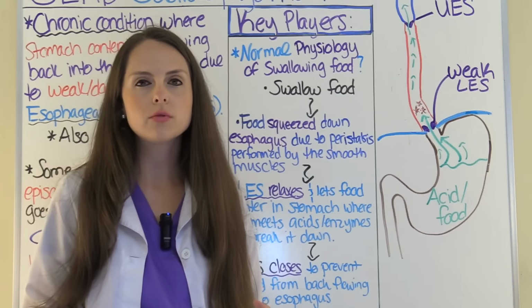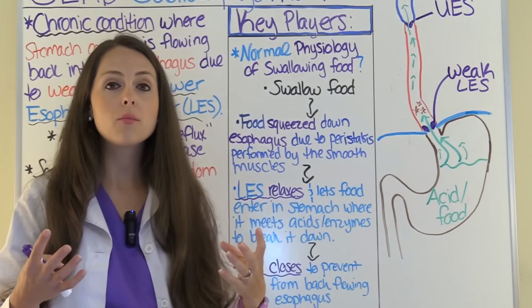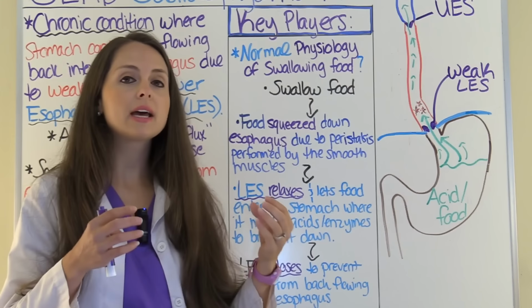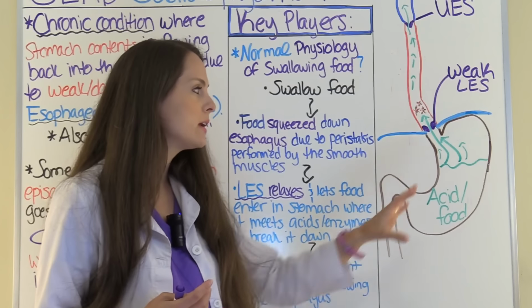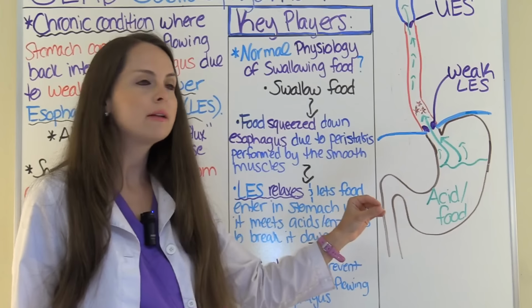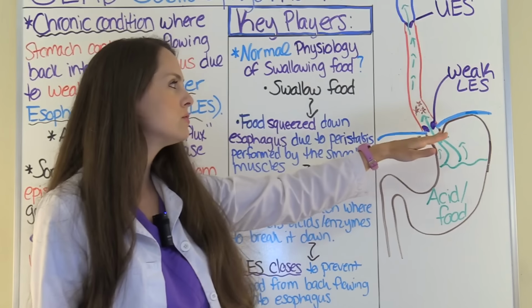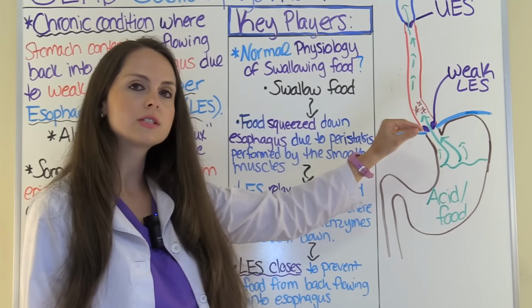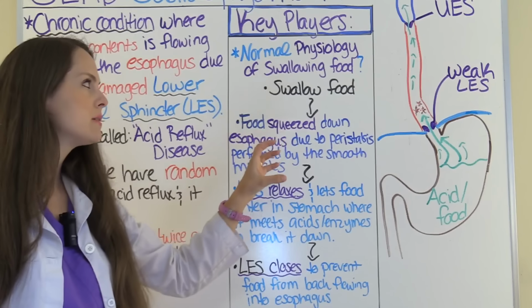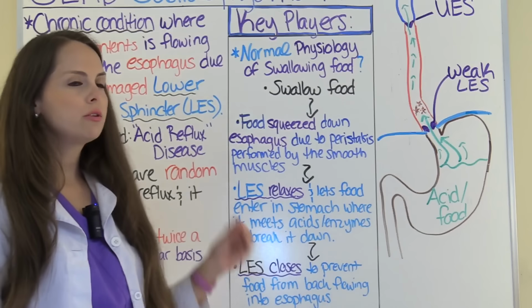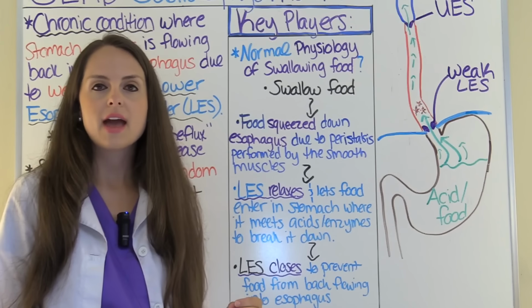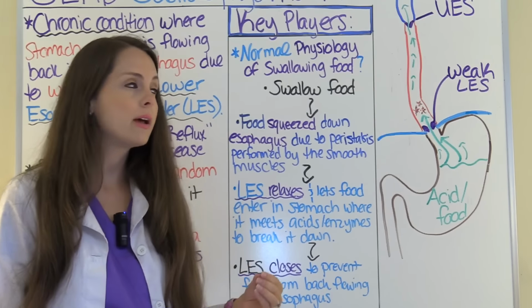What happens when we chew our food and swallow it in someone who doesn't have GERD? Because we know with GERD, whenever the patient is swallowing their food and it enters into the stomach, it is getting back into the esophagus due to a weak lower esophageal sphincter. So before we dive into the patho, let's see what our body should do normally.